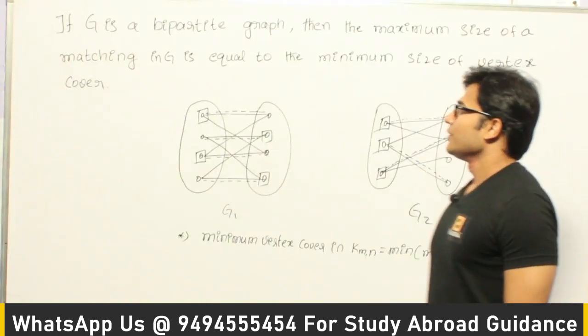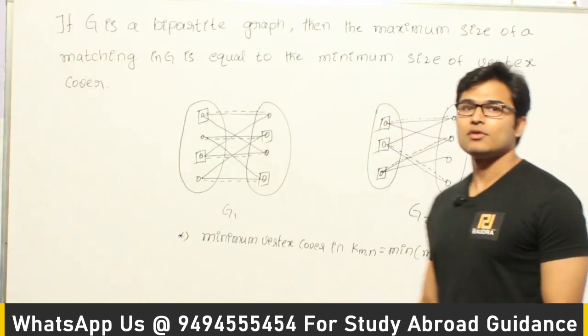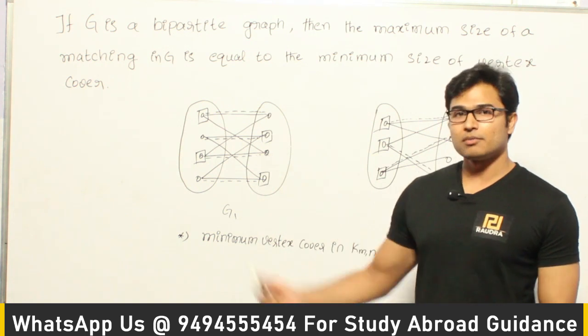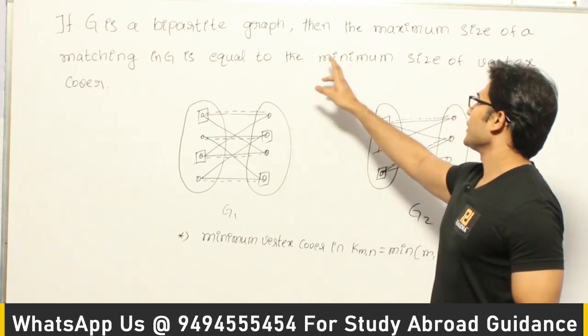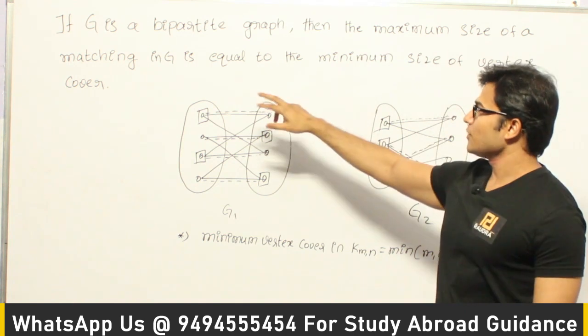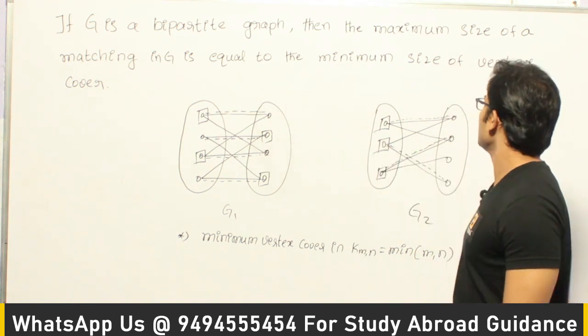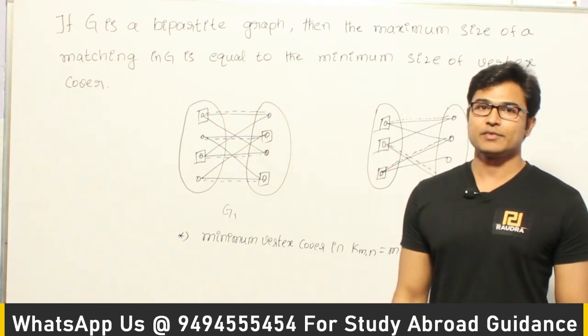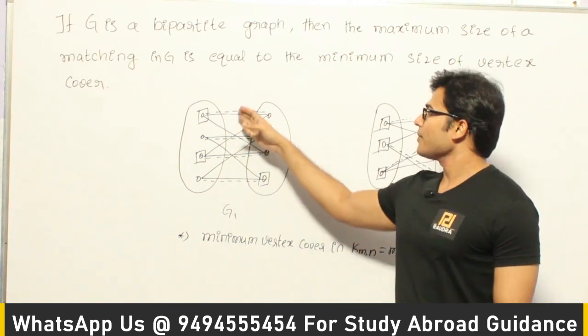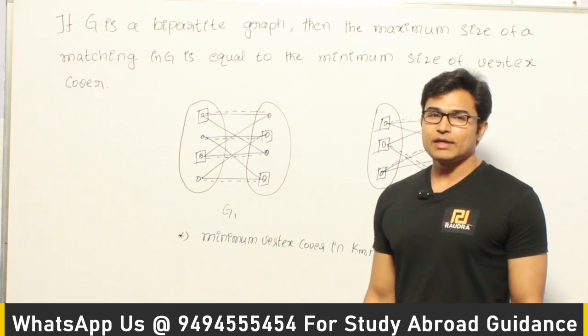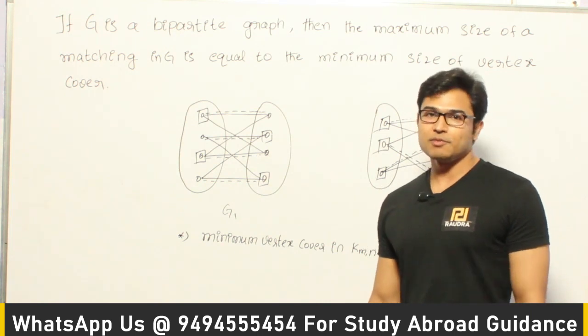Let's see this. This is the statement of a theorem. I'm not going to give you the proof, but you can remember this statement. If capital G is a bipartite graph, then the maximum size of the matching in G is equal to the minimal size of the vertex cover, right? So if you have a bipartite graph, if you can find out the maximum matching, then that size will also be equal to the minimum vertex cover.